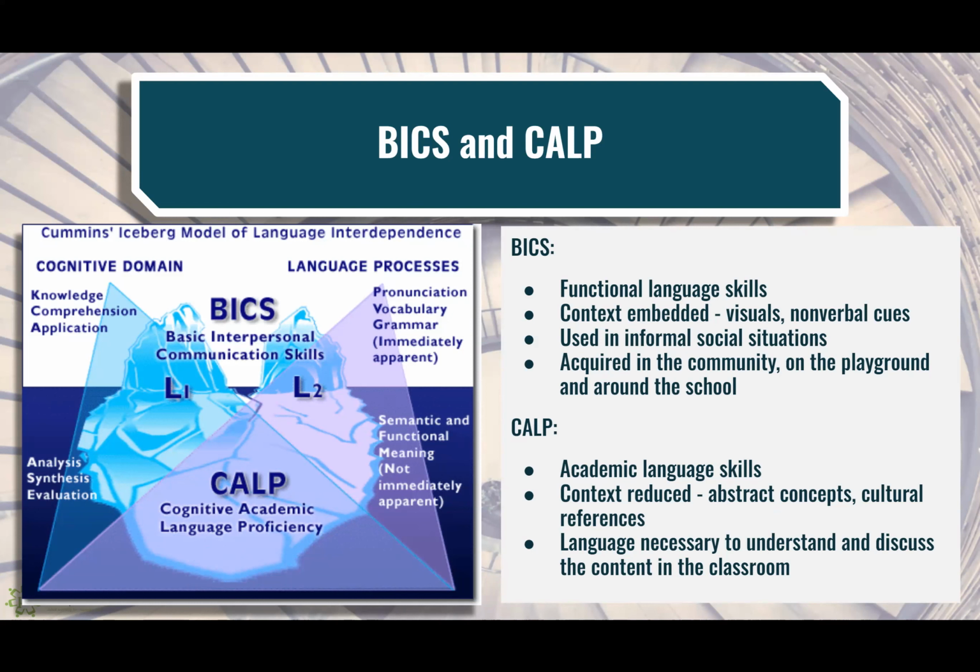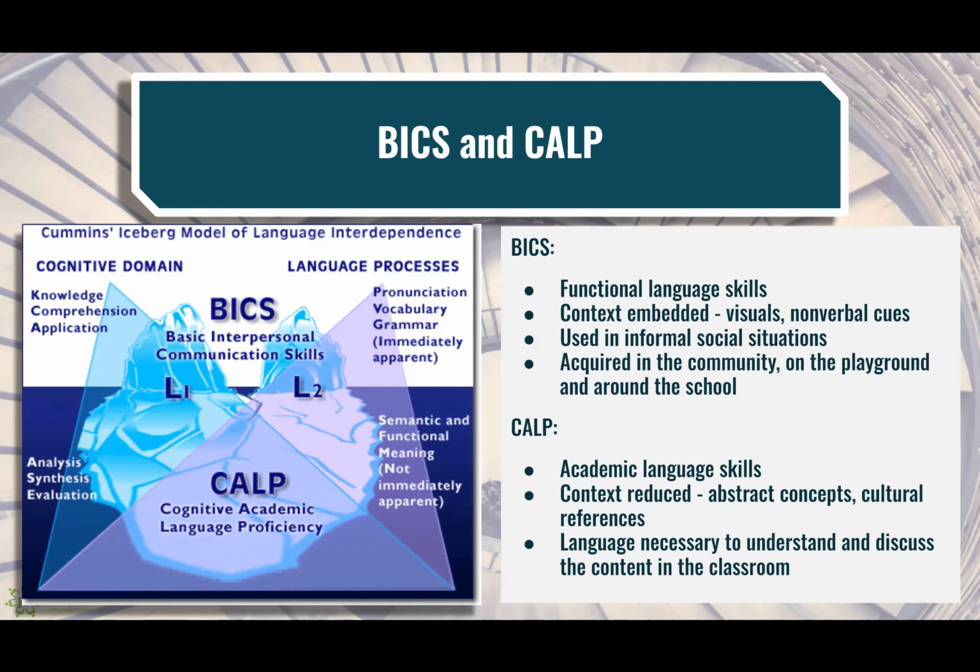But when we get to CALP, our cognitive academic language proficiency, that language becomes much more abstract. There are more cultural references when you think about idioms, metaphors, figurative language, all of those pieces. But that's the language that students need to understand and discuss content in the classroom. So what can we do to help make that abstract language a little bit more concrete and have some context embedded within it?